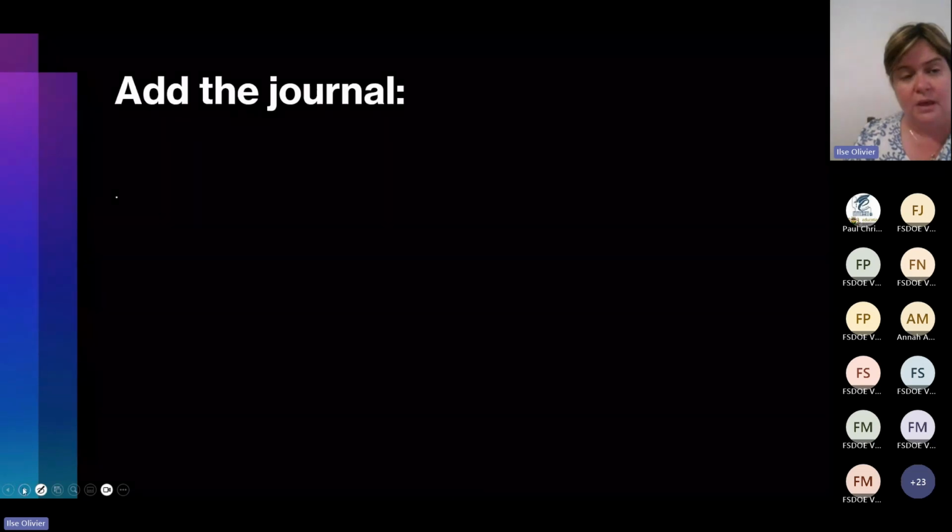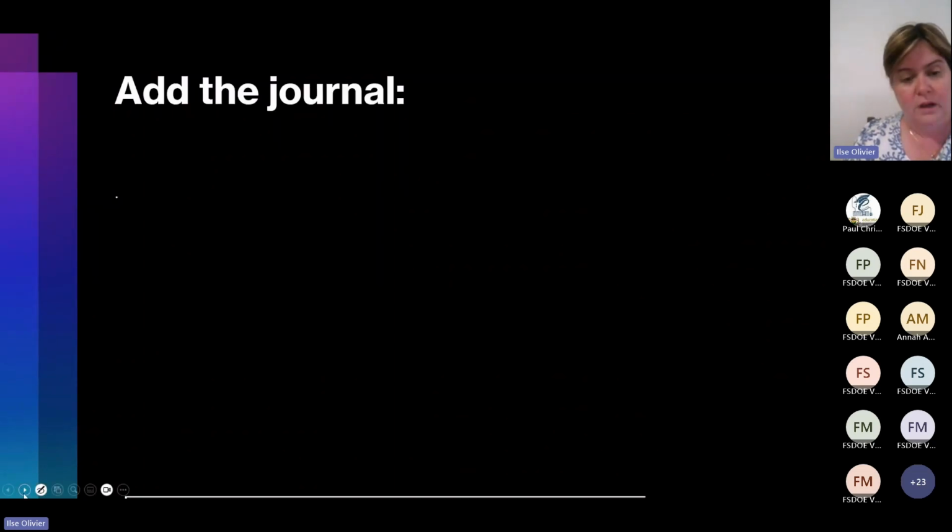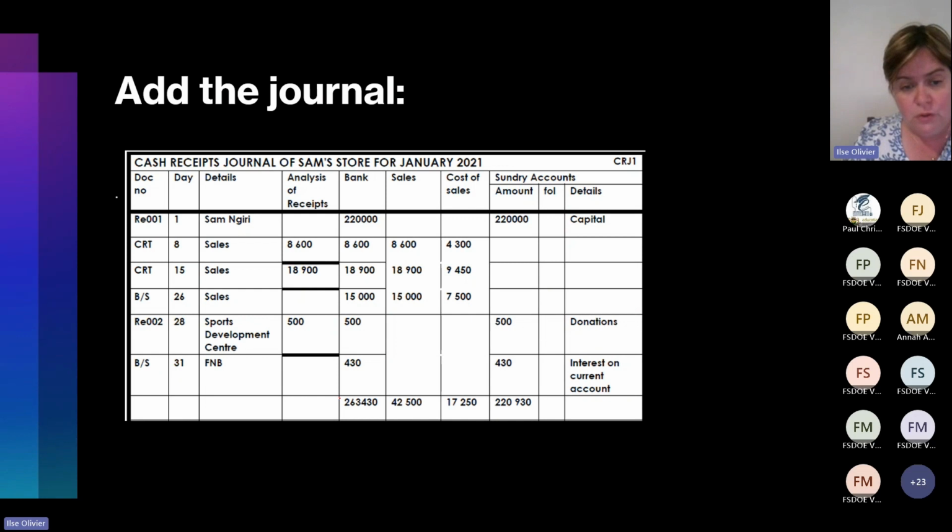Right, last step, we must add the journal. Again, we do not add analysis of receipts ever. Why? Because this only tells us what is the money that we received at the business, but we receive at our bank our sales, our cost of sales, and our sundry accounts. Remember now that cost of sales tells us how much trading stock we have sold. So we will take our sales amount and our sundry accounts, and this will give us our bank account.